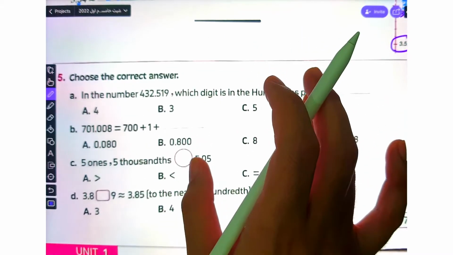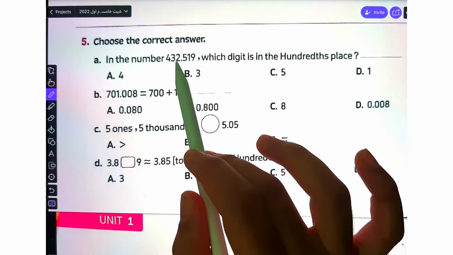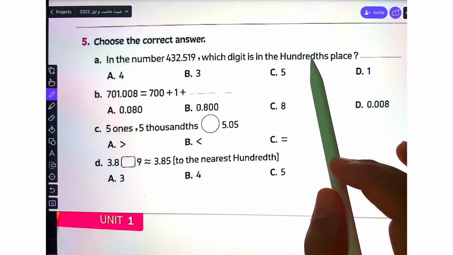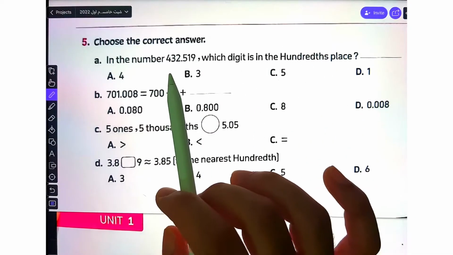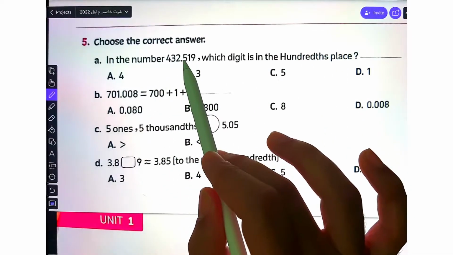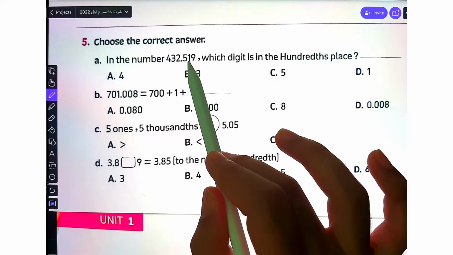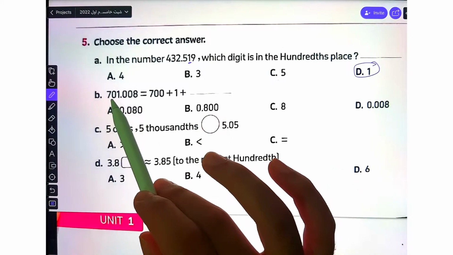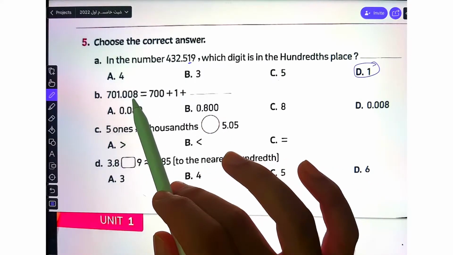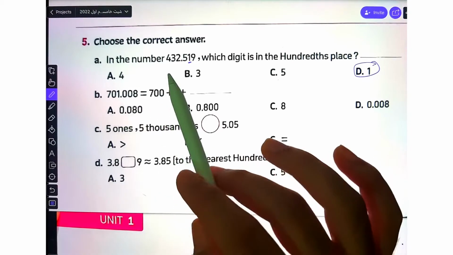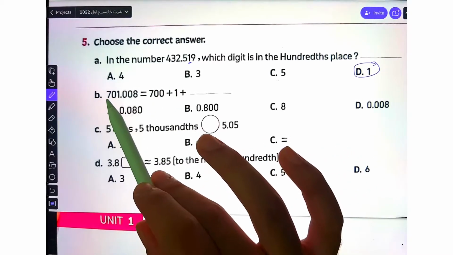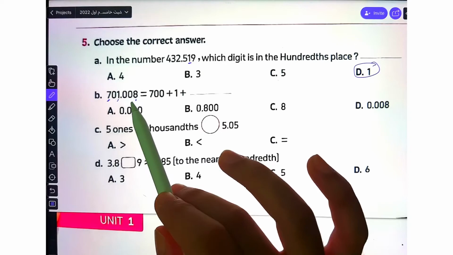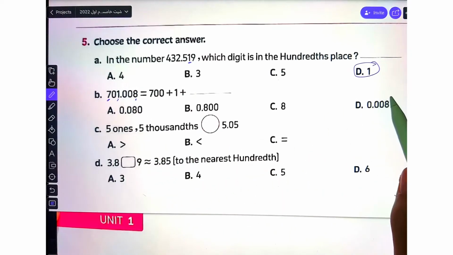Choose the correct answer. In the number 432 and 519 thousandths, which digit is in the hundredths place? In the hundredths place will be this tenth place and this hundredths place, so it will be 1. Let's move to the next. 701 and 8 thousandths is composed. If we decompose this number, it will be 700 plus 1 plus 8 thousandths, which is also letter D.